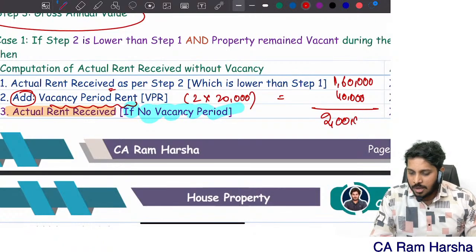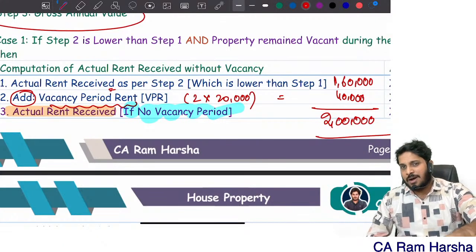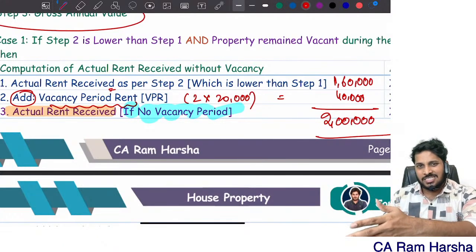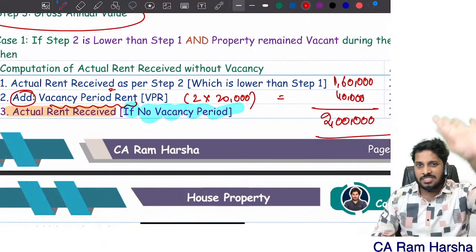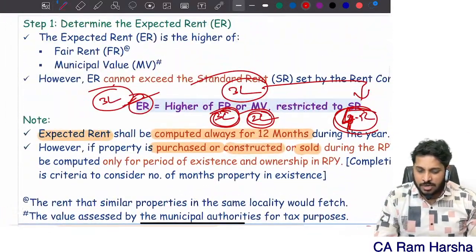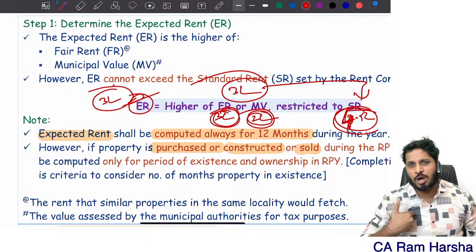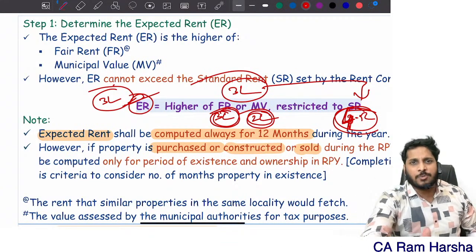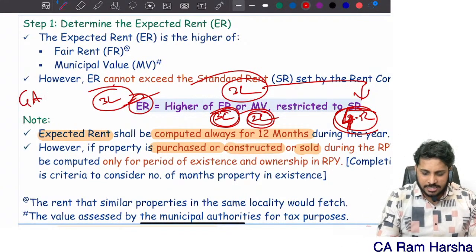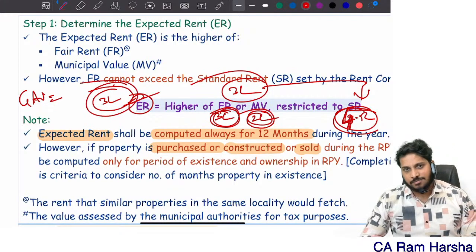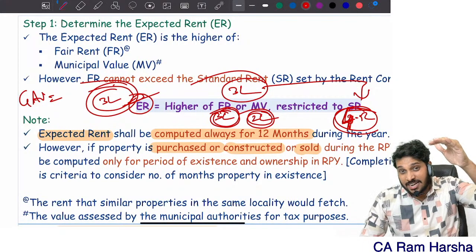2 lakhs. Which means the department's logic is, whether vacancy is there or not, your actual rent is always less than expected rent. That is your mistake. That is not my problem. Why are you renting at low? That is your problem. I will treat gross annual value as 3 lakh. I will treat gross annual value as what?